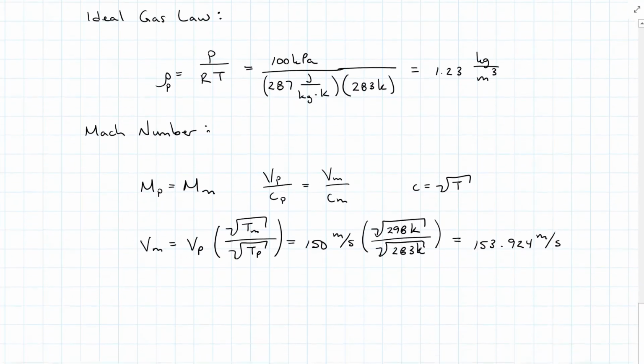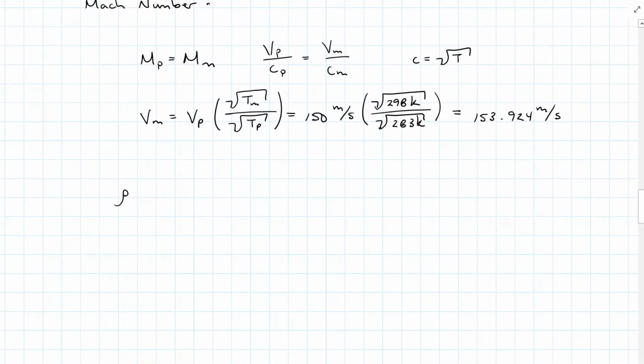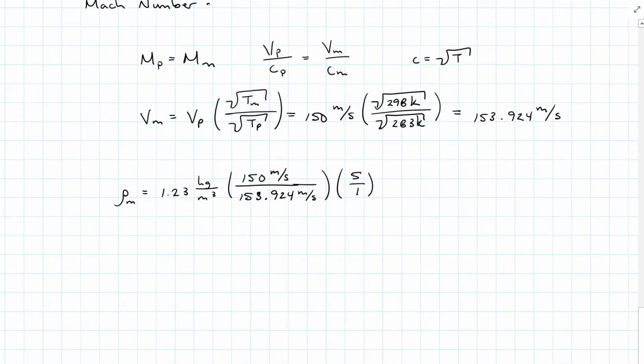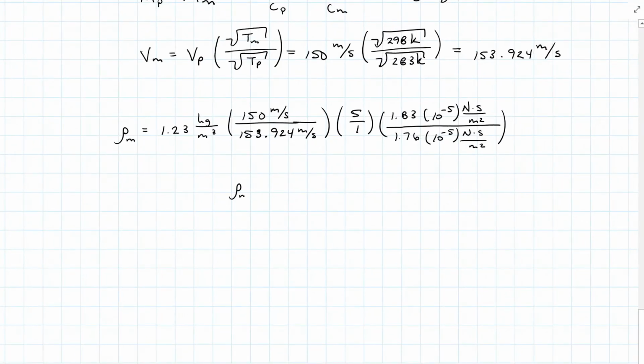So do we have everything? I think we do. Let's plug it in. Density of the model is equal to the density of the prototype times the velocity of the prototype over the velocity of the model, times my length ratio, times my viscosities, and we calculate a required air density for our modeled situation to be 6.23 kilograms per meter cubed.